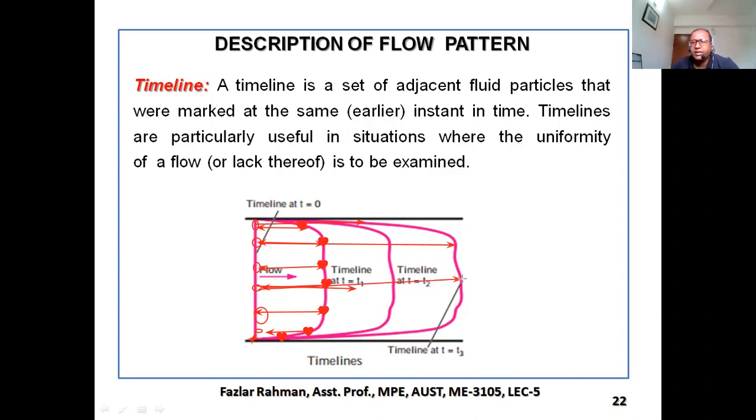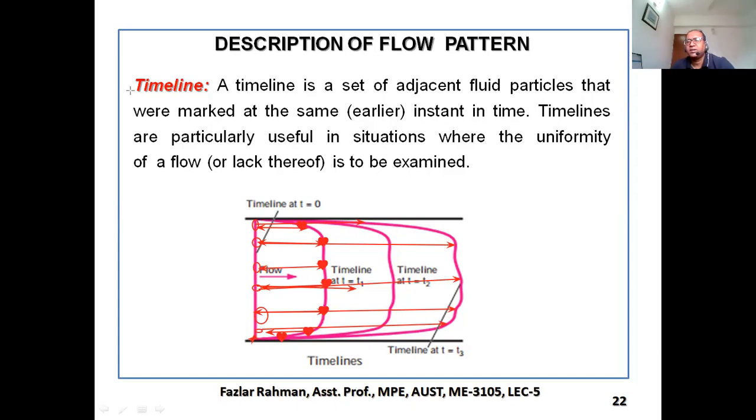Or this one might be this much. So if you connect all the lines, then this line is called a timeline. Okay. So what is the definition? A timeline is a set of adjacent fluid particles that are marked at the same instant in time. Timelines are particularly useful in situations where the uniformity of a flow is to be examined. We would like to check whether there is uniform flow or not.